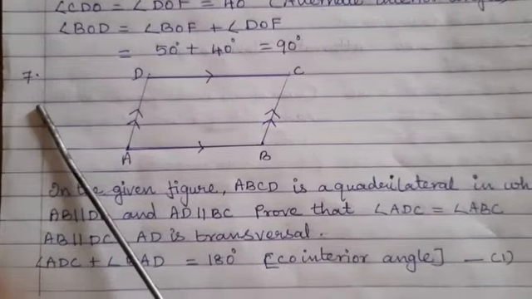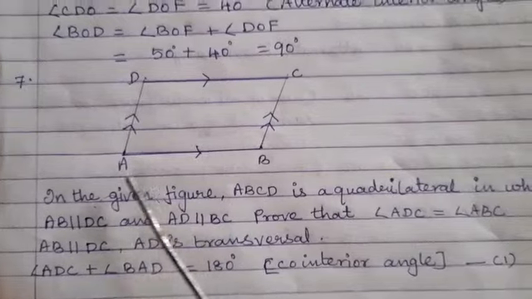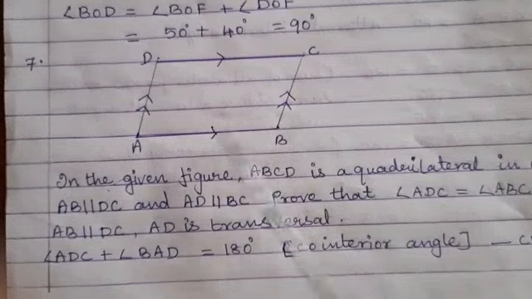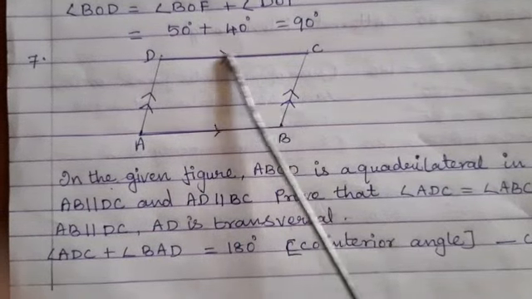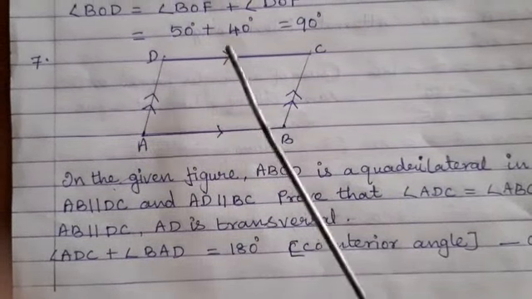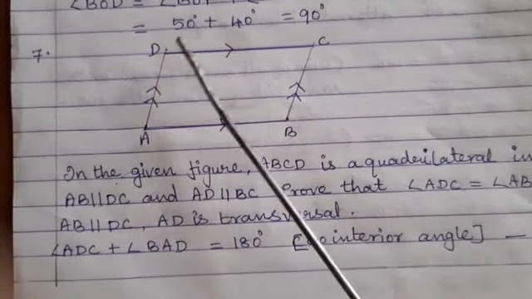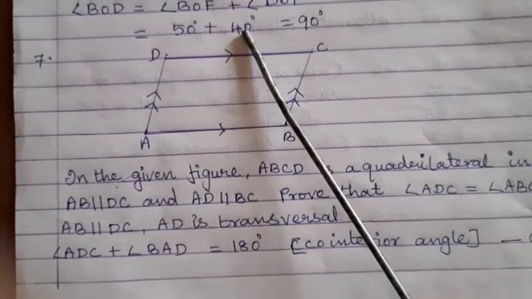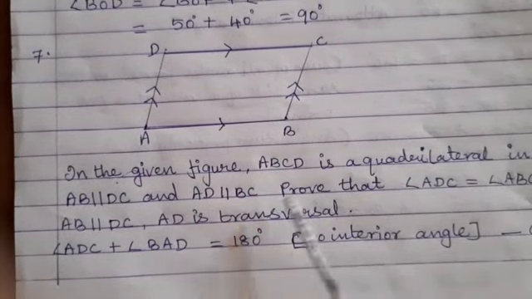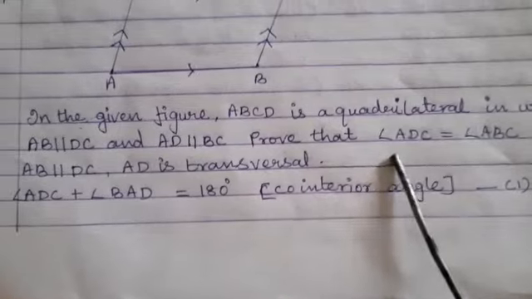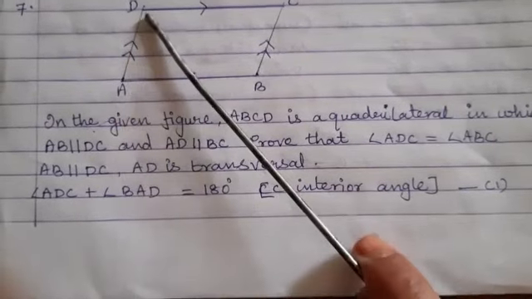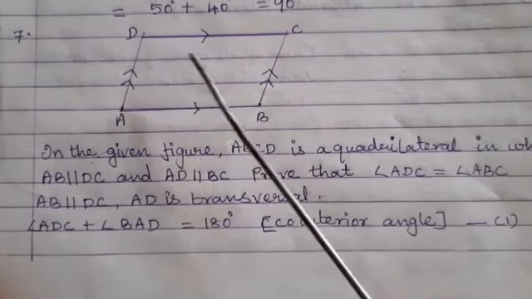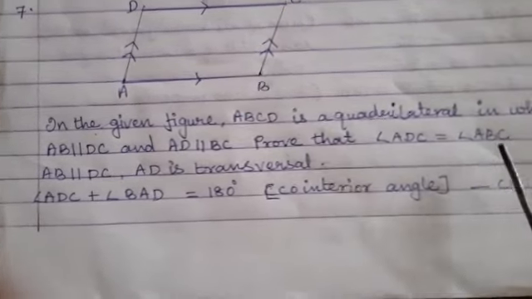Question number 7. In the given figure ABCD is a quadrilateral in which AB is parallel to CD. This arrow mark sign is for parallel lines, and AD is parallel to BC. These two are parallel and these two are parallel. Now we have to prove that angle ADC is equal to this angle, that is, opposite angles are equal. Now we have to prove it.